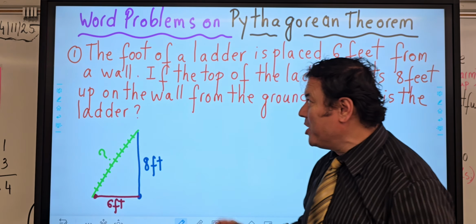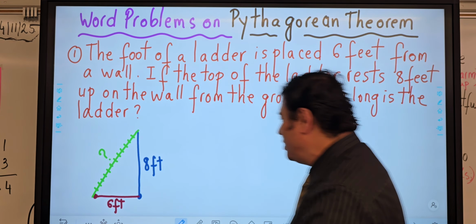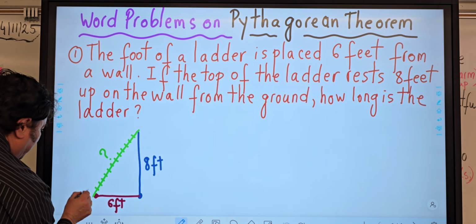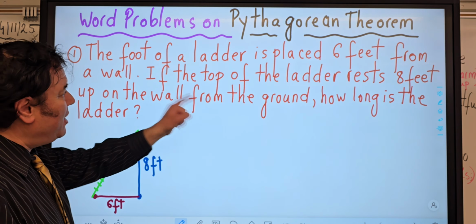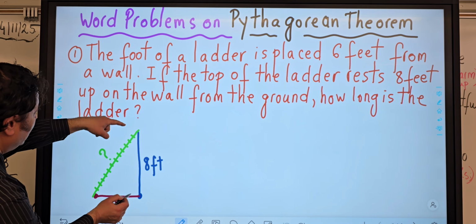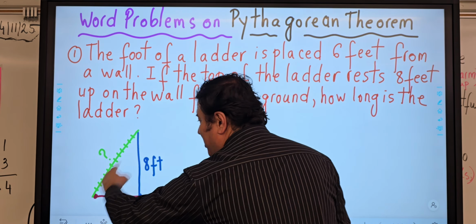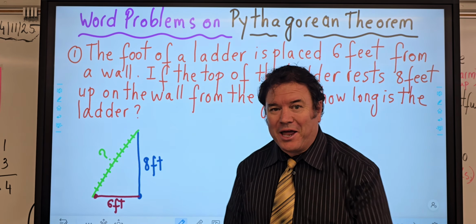Let's take a look at the problem here. The ladder is placed 6 feet from the wall. 6 feet from the wall, this is the foot of the ladder. If the top of the ladder rests 8 feet up from the ground, how long is the ladder? That's the question. How long is the ladder?